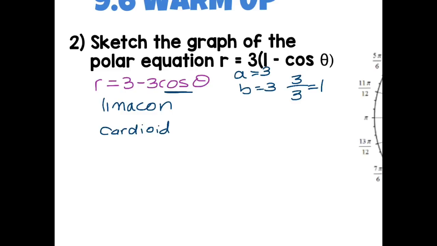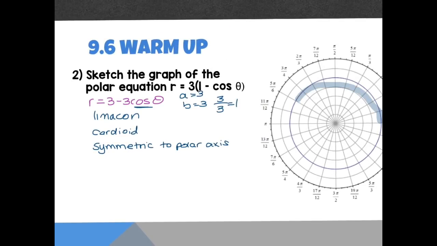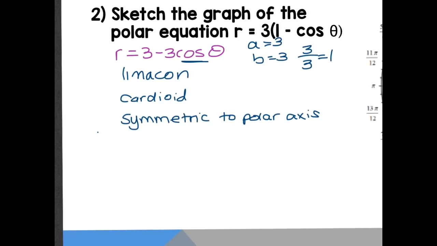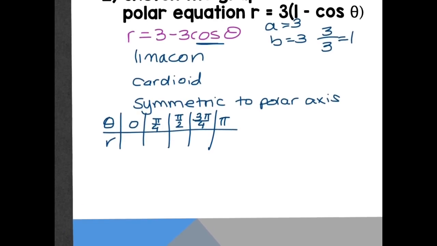With the cosine being in there, the quick test tells you that this would be symmetric to the polar axis. So everything that happens above the x-axis or polar axis is going to be reflected below. What this helps us with is to graph only points from the top part of my curve and then duplicate them underneath. So for the top part, I would start with theta being 0, maybe do pi over 4, pi over 2, 3 pi over 4, and pi, and see if that gives us enough of a shape. When I plug those in, I can either plug them into the initial equation with the parentheses or right into r equals 3 minus 3 cosine.